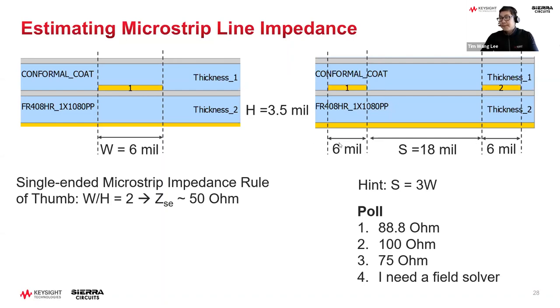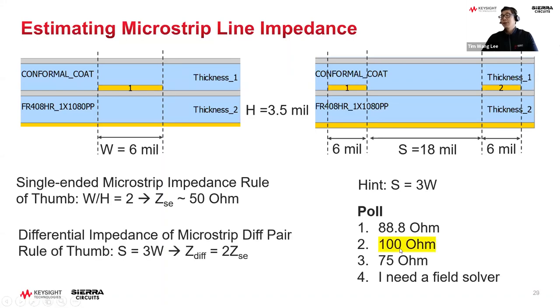For this setup, based on the hint, since it's three trace widths, we know the single ended is 50 ohms on each side. And since they are three trace widths apart, they are considered uncoupled. So the differential impedance is going to be twice that single ended impedance, i.e. 100 ohms. The answer is number two. Out comes another rule of thumb. If the spacing is three times the trace width, then the differential impedance is twice the single ended. And we know the single ended is 50 ohms, so it's about 100 ohms.